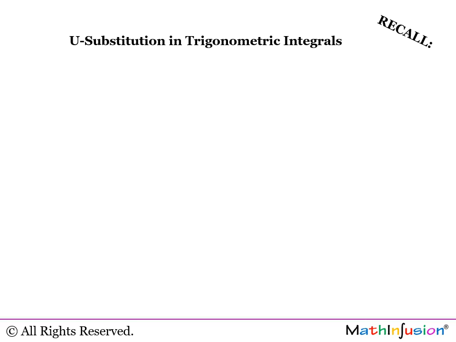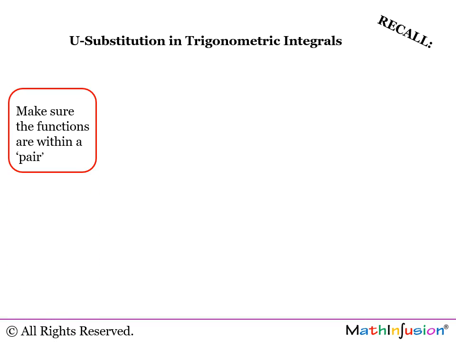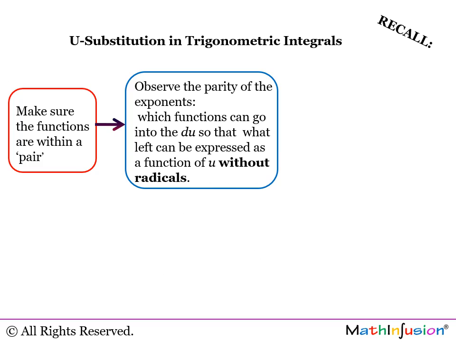Let's start with the U substitution trigonometric integrals. First, you want to make sure that the functions are within a pair. It's very, very important. Then you observe the parity of the exponents. Which functions can go into the du, so what's left can be expressed as a function of u without radicals. Radicals are very, very difficult, so you don't want to have radicals when you integrate functions.